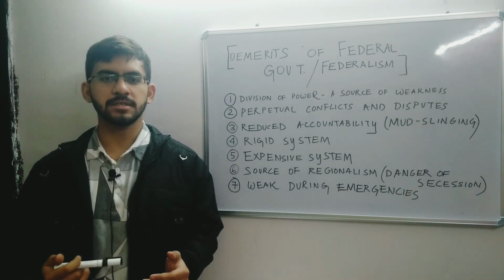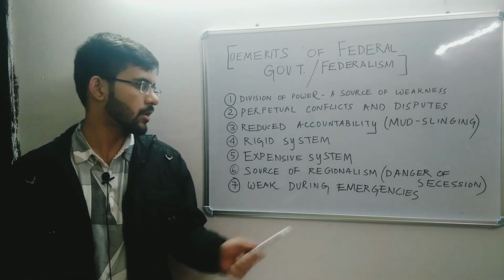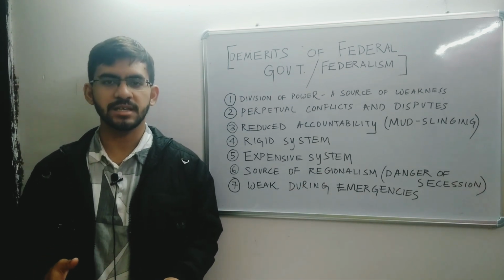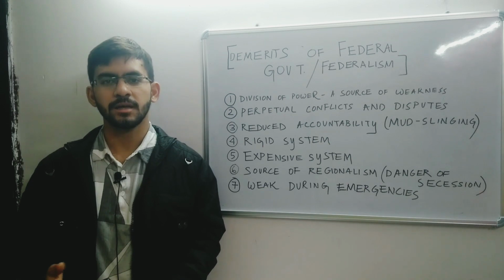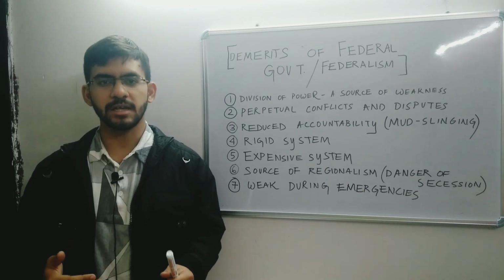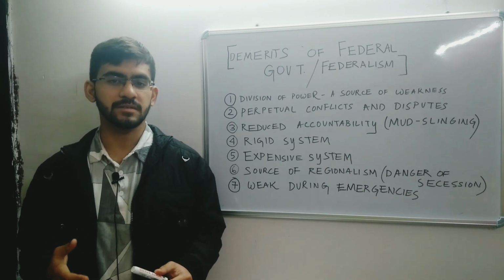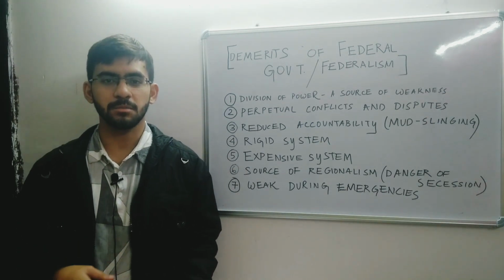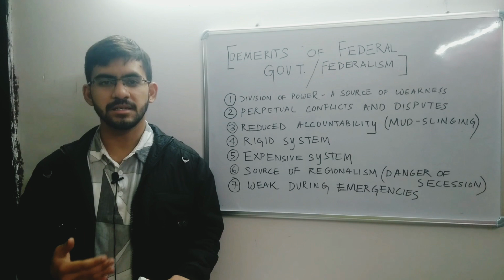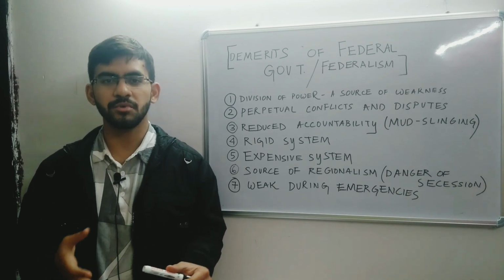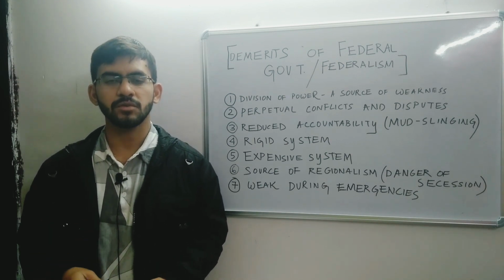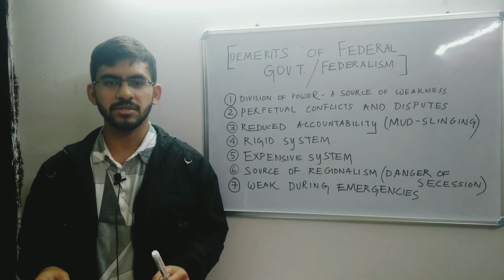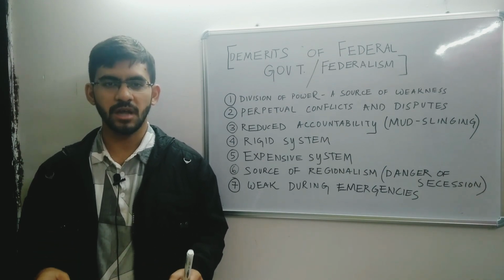Sometimes a federal system can also become a source of regionalism, where the interests of a particular region or province become more important than the entire country. So that has to be discouraged. Apart from that, it also gives rise to the danger of secession, wherein a particular state or a particular province expresses its wish to break away from the federation. So that becomes a demerit because the federation essentially aims to keep all the provinces united together.